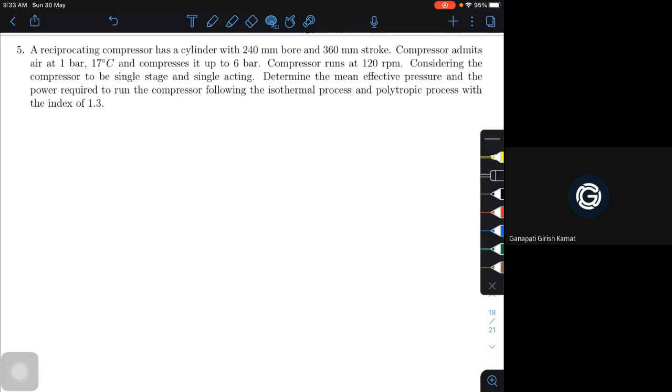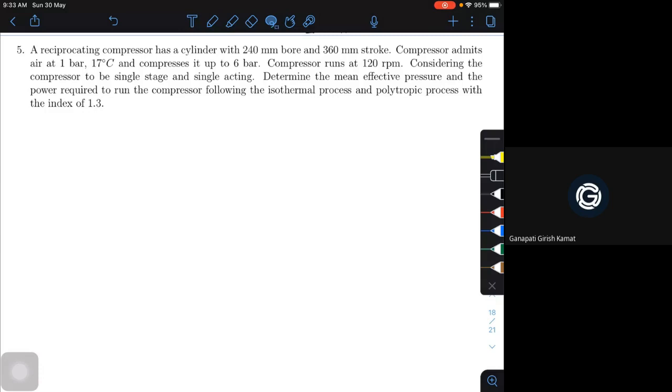Determine the mean effective pressure and the power required to run the compressor following the isothermal process, and the polytropic process with an index of 1.3. So here I have two cases. One is I am going to follow the isothermal process, then I am going to follow the polytropic process. For both conditions, we will check and verify for which one I am going to get more power.